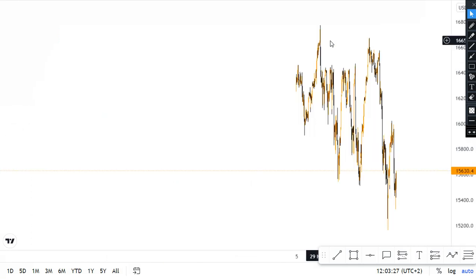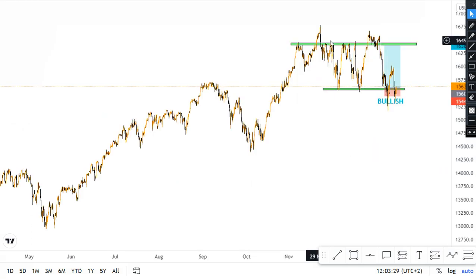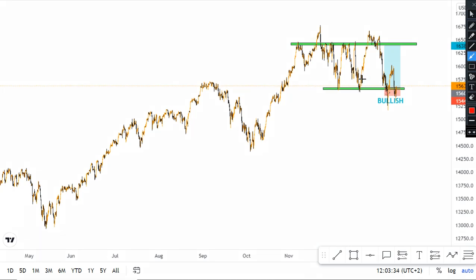So going to another one, which is the US100. I'm still bullish on the US100, and the reason for that is, let me zoom in.